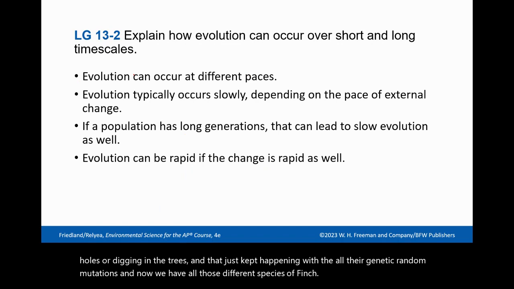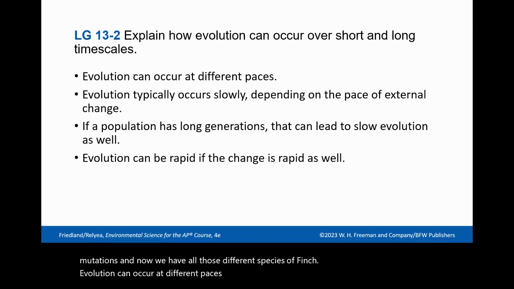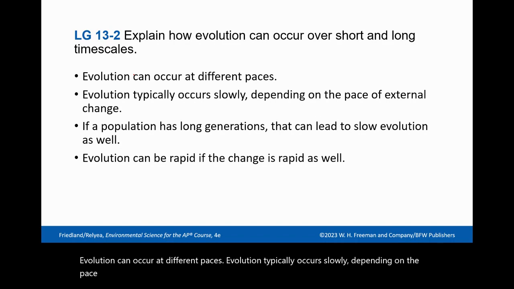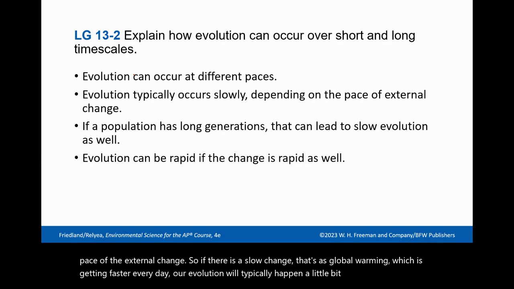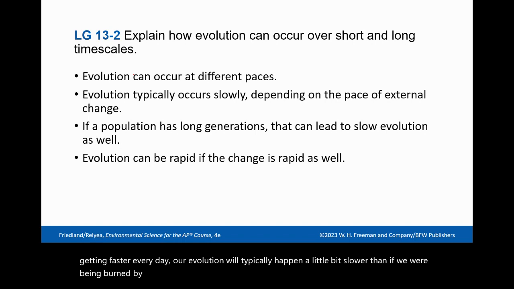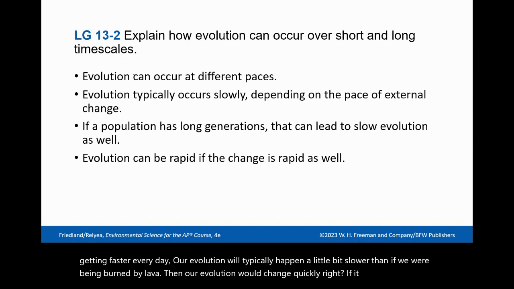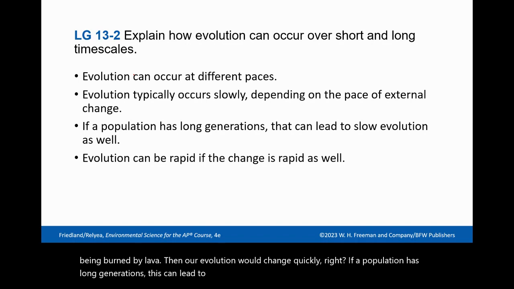Evolution can occur at different paces. Evolution typically occurs slowly, depending on the pace of the external change. If there is a slow change, such as global warming, which is getting faster every day, our evolution will typically happen a little bit slower than if we were being burned by lava. Then our evolution would change quickly, right? If a population has long generations, this can lead to slow evolution as well. If the change is rapid, evolution can be rapid as well.